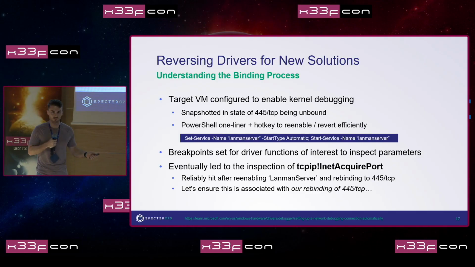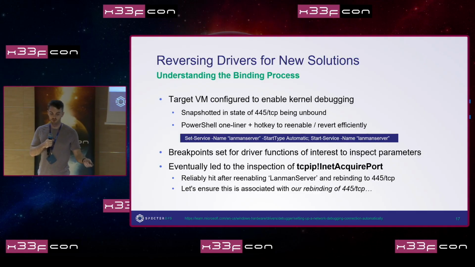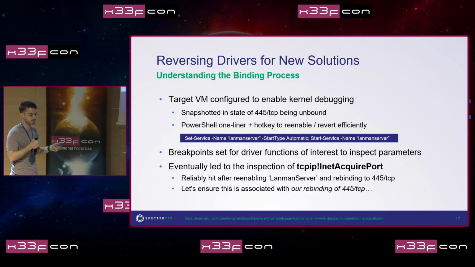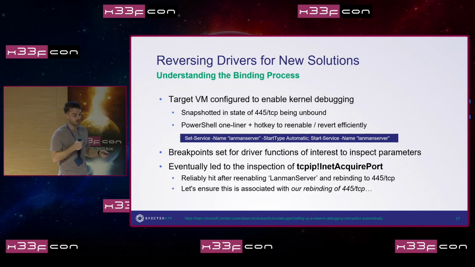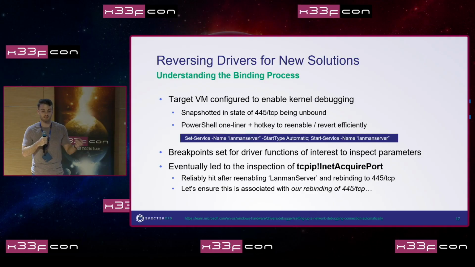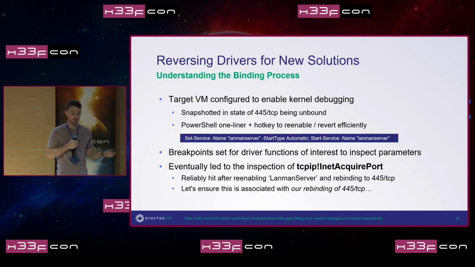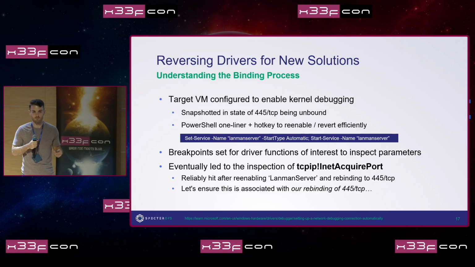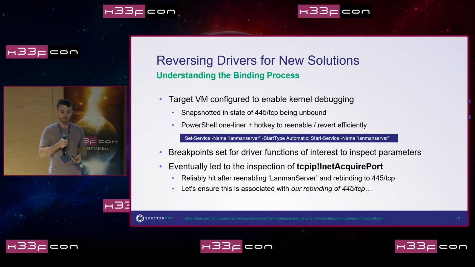So we set breakpoints for some of the functions mentioned in the last slide, and eventually that led to inspection of this function called InetAcquirePort in the TCP/IP driver, which was reliably hit after re-enabling the LanmanServer service and doing the reboot. It seemed very relevant to start getting a better understanding of what's going on here. But even though I was hitting that breakpoint, I wanted to make sure that hitting that breakpoint was associated with the rebinding of 445. I wanted to definitively know that, and thankfully that's a relatively easy thing to do with kernel debugging.